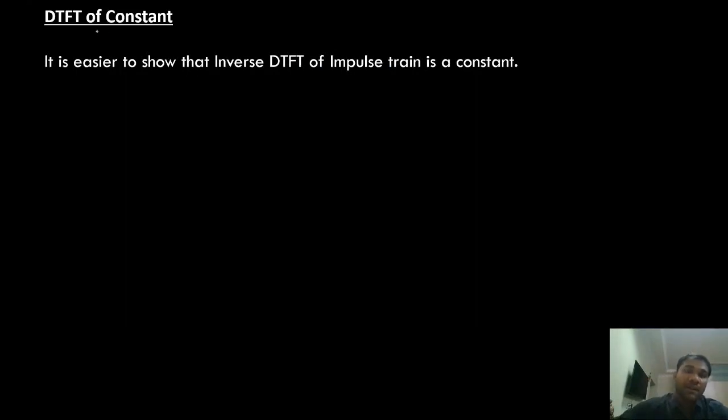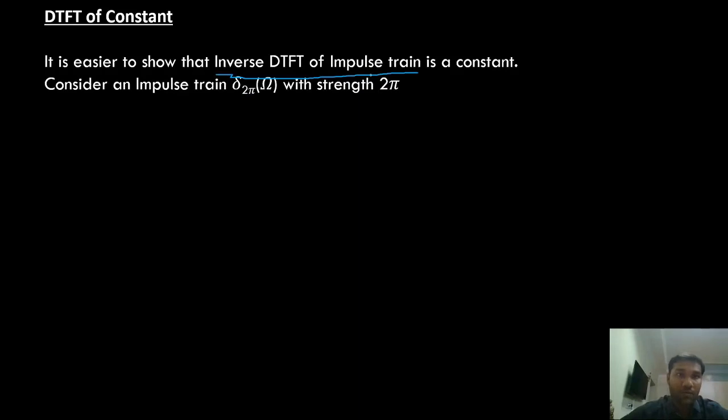So instead of finding the DTFT of a constant, we will find the inverse DTFT of an impulse train and show that it is equal to a constant, right? We will find the inverse DTFT of an impulse train and prove it is equal to a constant. Then what does this mean? The DTFT of a constant is nothing but an impulse train. We will try to prove it.